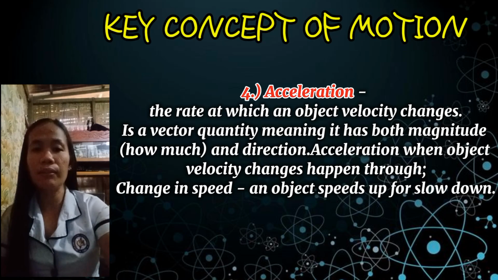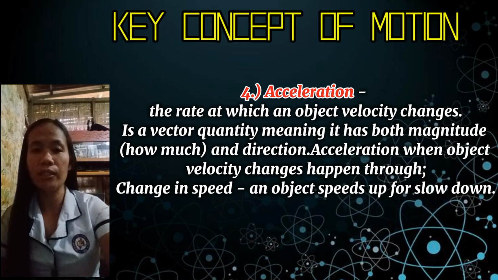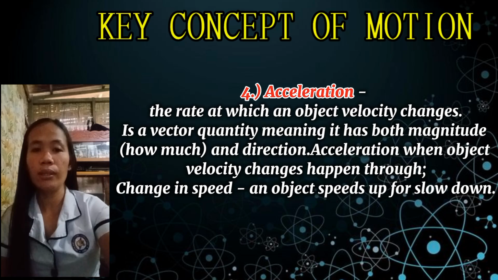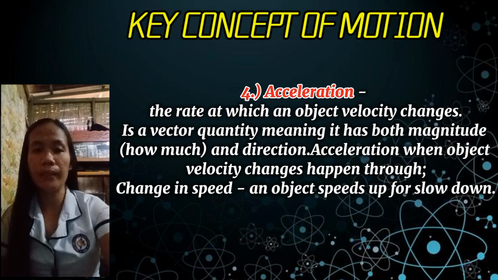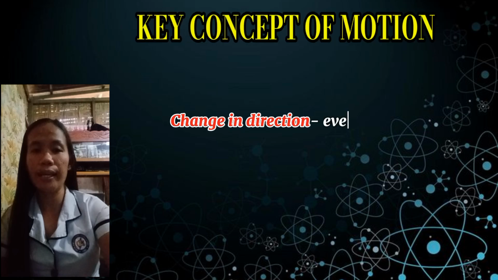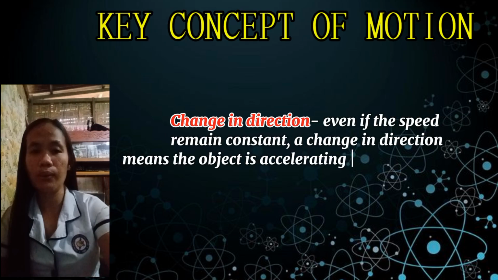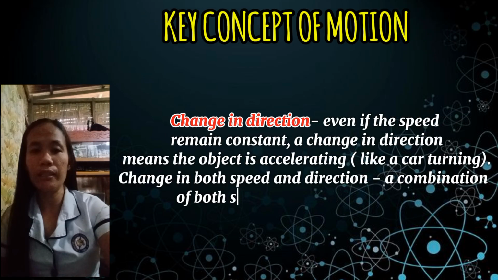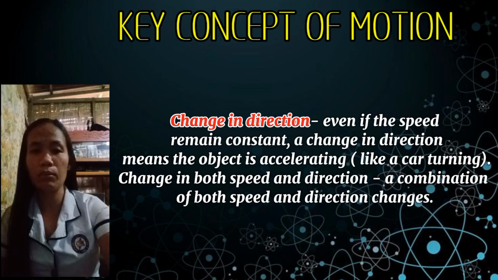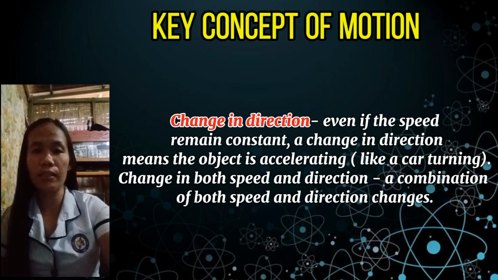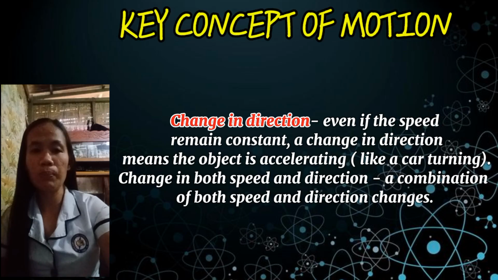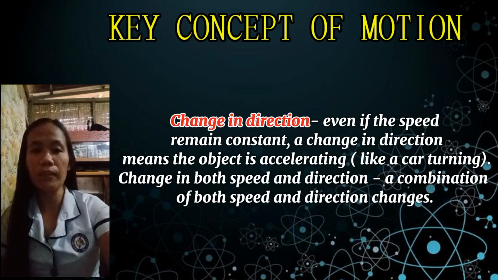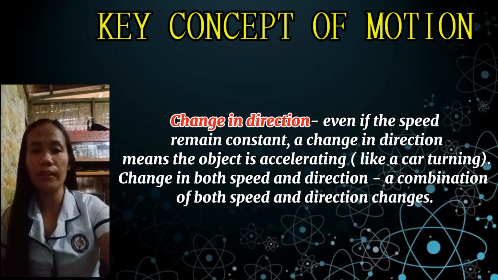Acceleration happens when an object's velocity changes through, first, a change in speed. An object speeds up or slows down. The second is a change in direction. Even if the speed remains constant, a change in direction means the object is accelerating, like a car turning. The third is a change in both speed and direction, a combination of both.